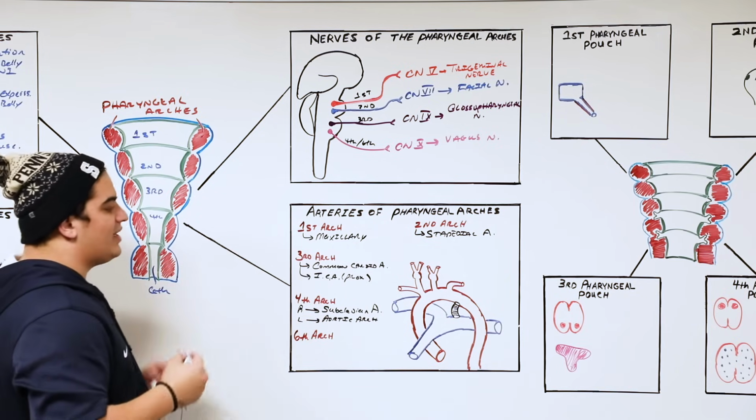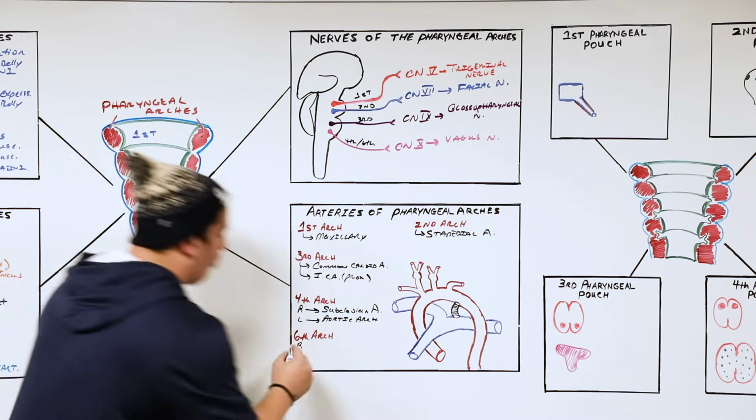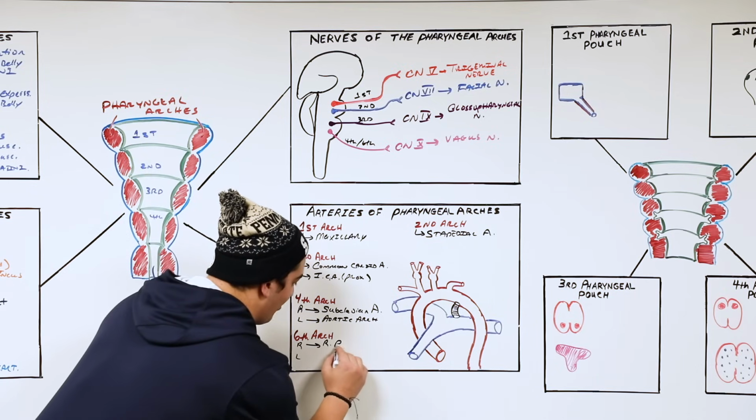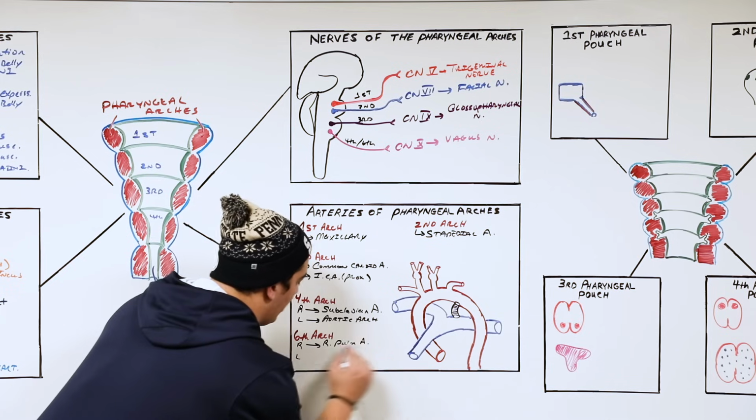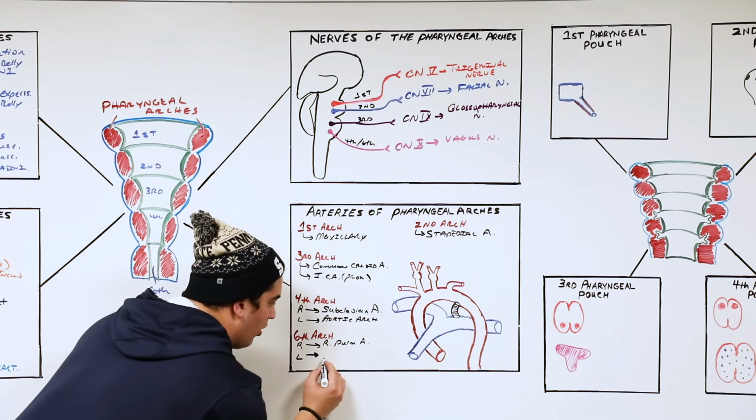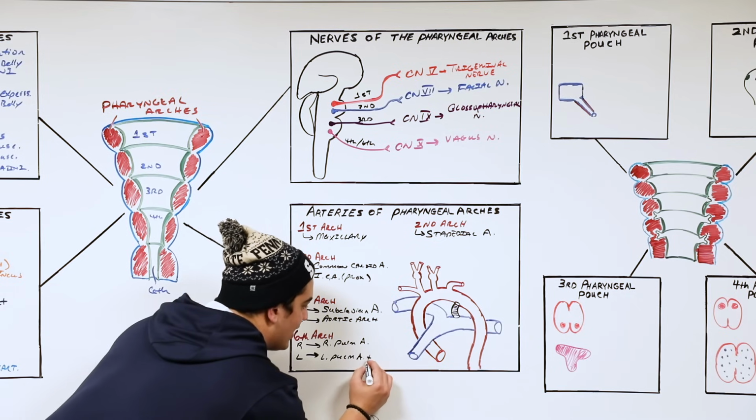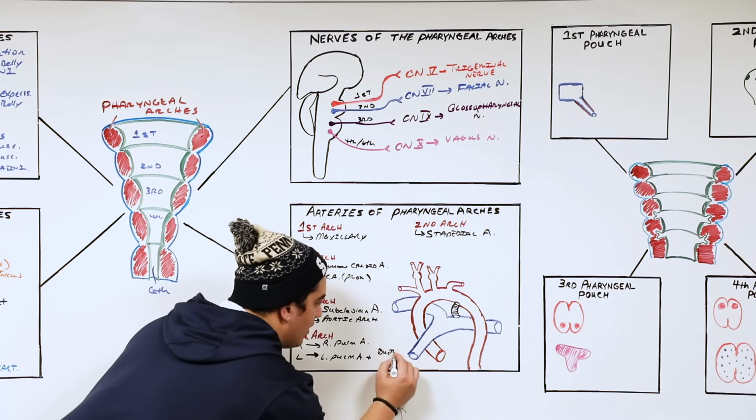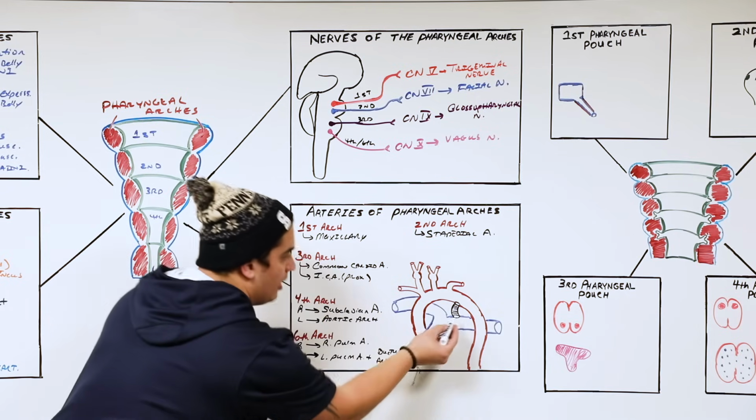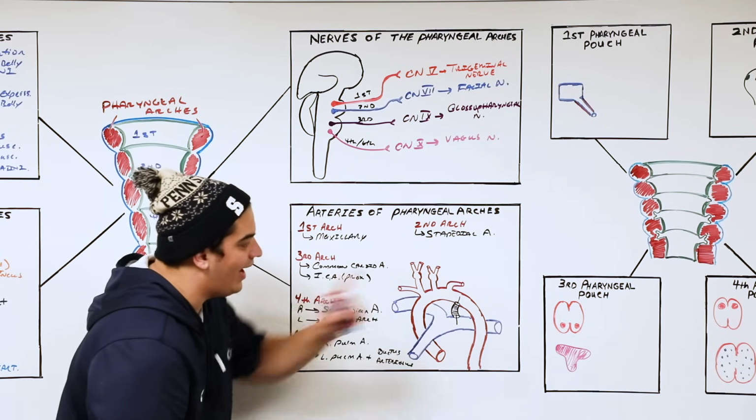And then the last one here is the sixth arch. And again, you have a right and you have a left one here. The right one will specifically give way to the right pulmonary artery. And then the left sixth arch will give way to what? The left pulmonary artery, as well as what else? The ductus arteriosus, which is going to be a little connection between the pulmonary trunk and the aorta.